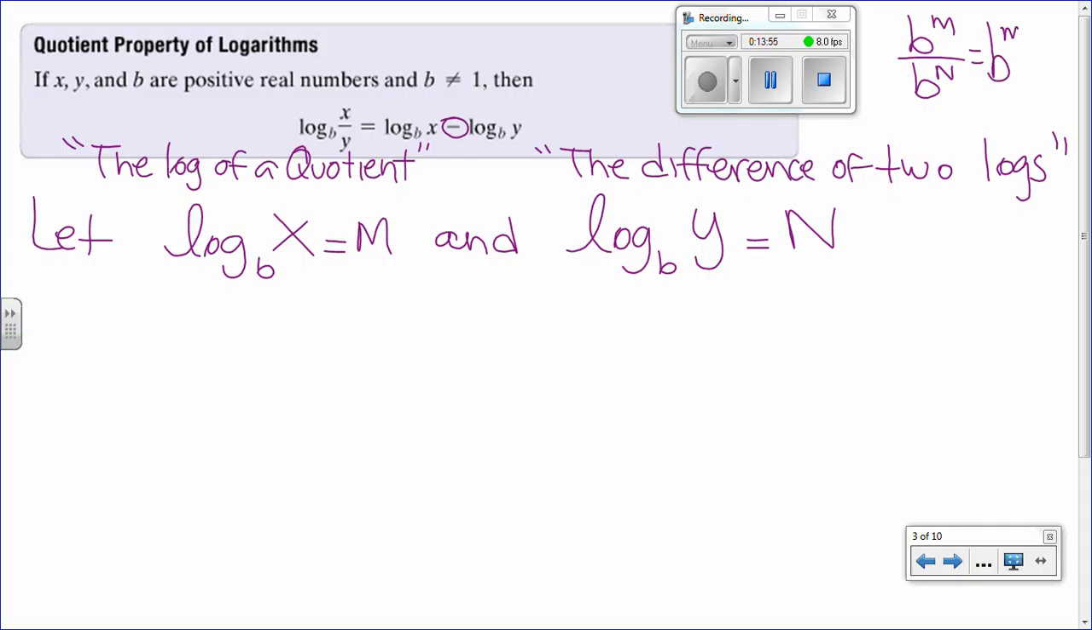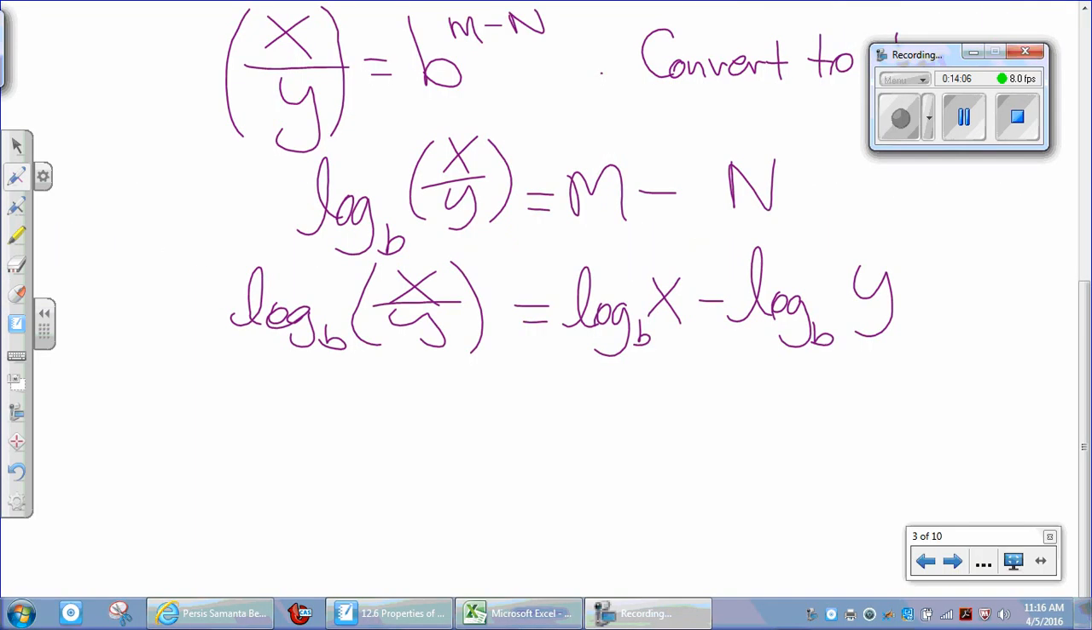Okay, so that will be m minus n. So you're going to have to use this fact, okay? So I'm going to pause the video and then we'll check. You can work with a partner if you want to.